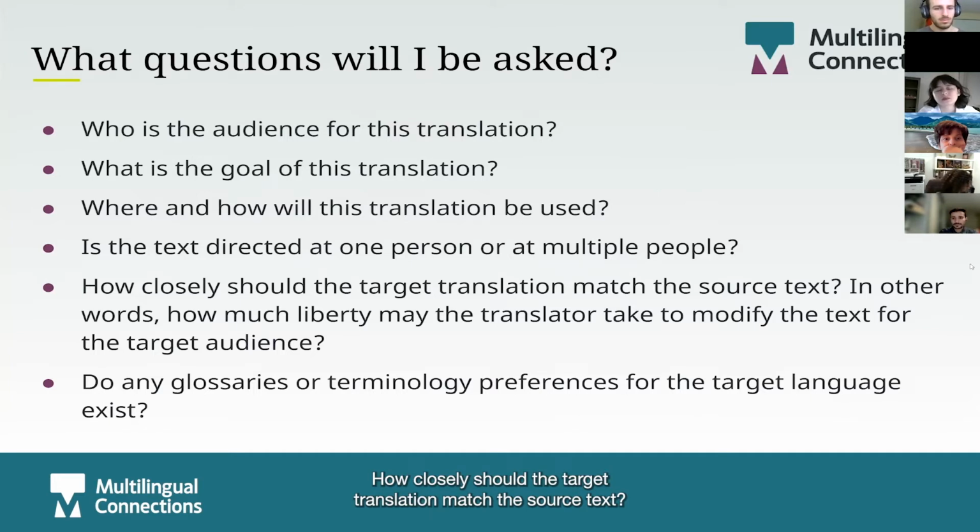How closely should the target translation match the source text, or how much liberty may the translator take to modify the text for the target audience and the target market? This is a very subjective question, but it's good to have this discussion with our clients at the beginning. Some clients have strong preferences here, especially if they're a language strategy consultant, for example, as in this case study. And some clients give us more liberty to modify it more to match the market. So this is not a black and white answer type of question, but more of a starting point for discussion.